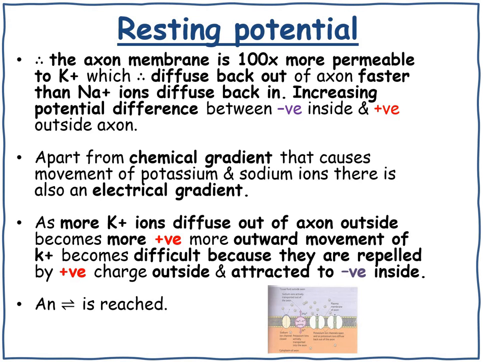Apart from the chemical gradient that causes movement of potassium and sodium ions, there's also an electrochemical or electrical gradient. As more potassium ions diffuse out of the axon, the outside becomes more positive and there's more outward movement of potassium, but it then becomes difficult because as there's more and more positive, they get repelled. Eventually an equilibrium will be reached, which is about minus 70 millivolts inside the axon. So that is how the resting potential is maintained.